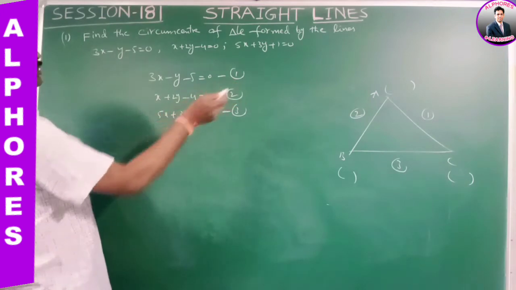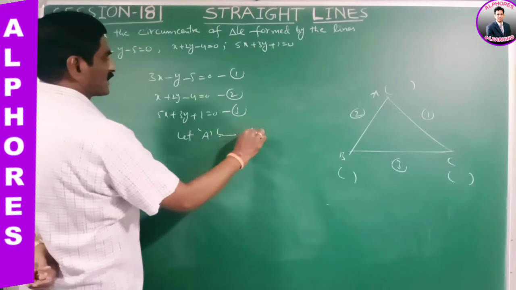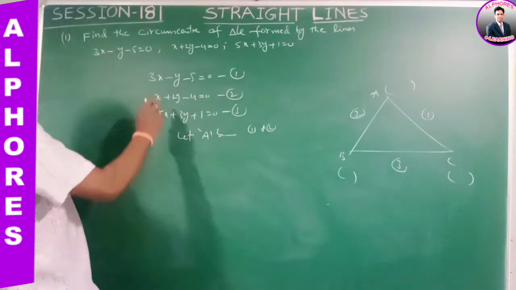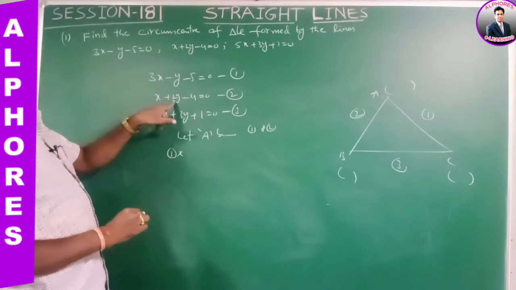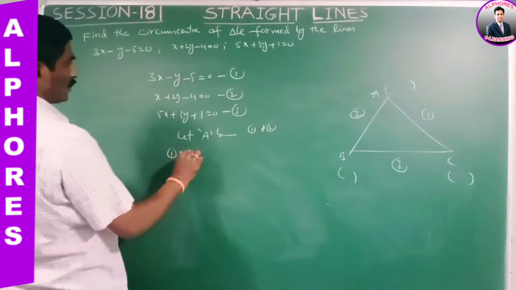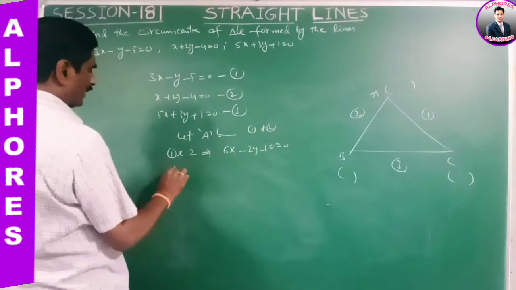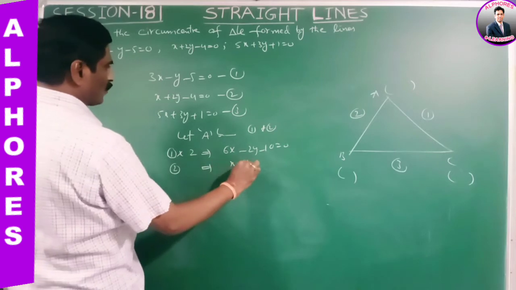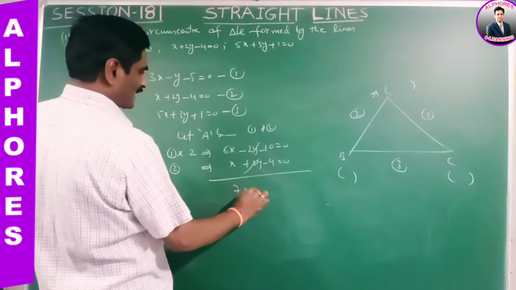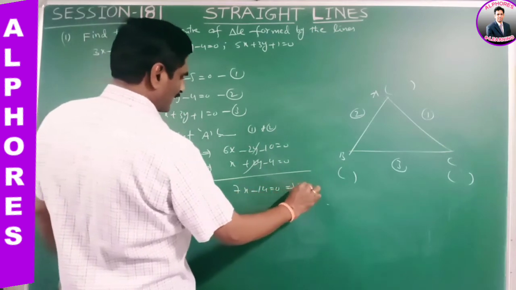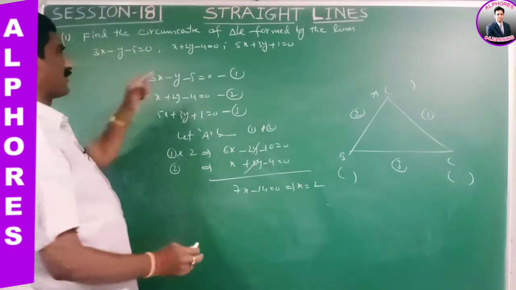By solving 1 and 2, let A be the point of intersection of the lines 1 and 2. What is the first equation? By eliminating y, we find the value, or by the cross multiplication method. First equation into 2: 6x minus 2y minus 10 equals 0. The second equation is x plus 2y minus 4 equals 0. By adding, y cancels: 7x minus 14 equals 0. That implies x equals 2, that is 14 by 7. By substituting x equals 2 in equation 1, we get y.